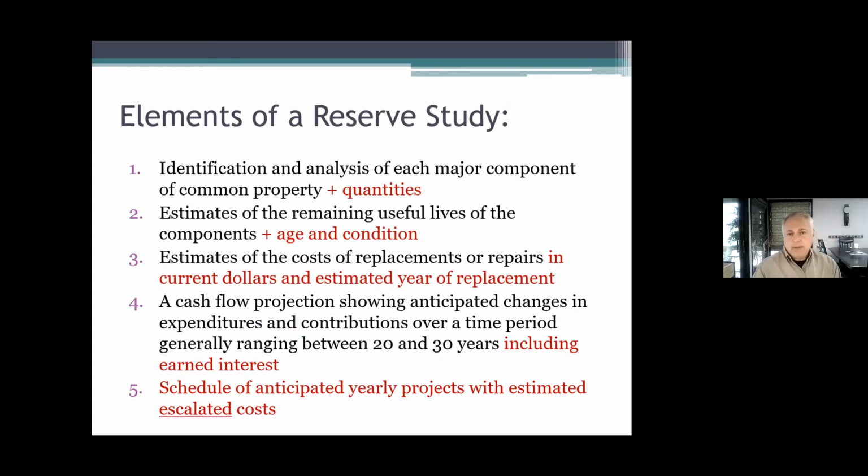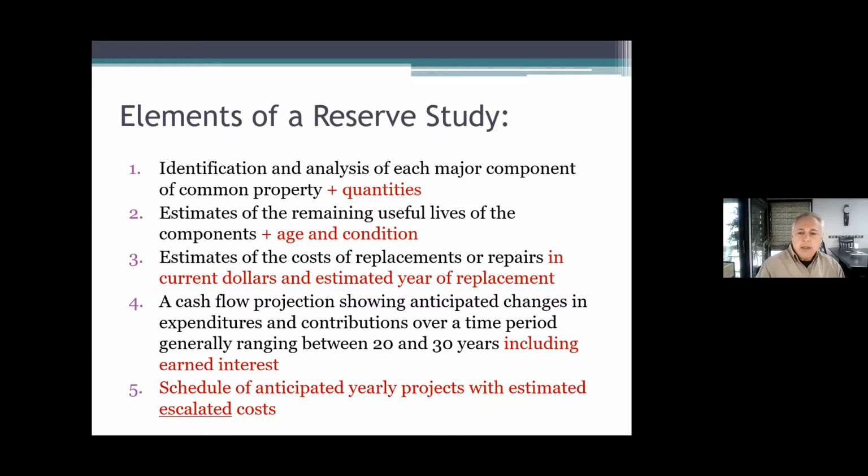So staying with this description from the AICPA, I've enhanced it a little bit with what I think you really need in here beyond this bare minimum. Besides just identifying each major component, you really want to quantify them. You want to know how many square feet of this, how many square yards of that. I think that's important for the future. With your estimates of the remaining useful lives of these things, it's fine to say this is going to last another 10 years, but I think you want to document the age of what's there and the condition of things. You want that in your written report.